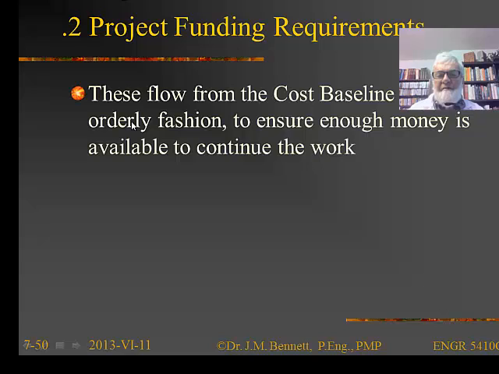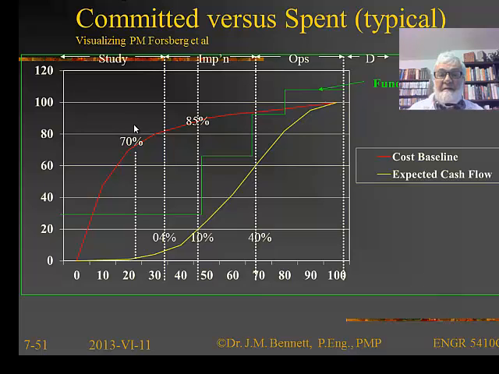Project funding requirements flow from the cost baseline, as we've just seen. We want to make sure there's enough money flowing at the right time, so the work continues smoothly and is not halted. If we take a look at this, this is a diagram from a project managed by Forsberg, where basically committed against spent, you get something like the cost baseline being laid out here, and then the funding requirements that we need for each individual phase to go to the next phase, and then the actual expected cost flow coming down here at the bottom.